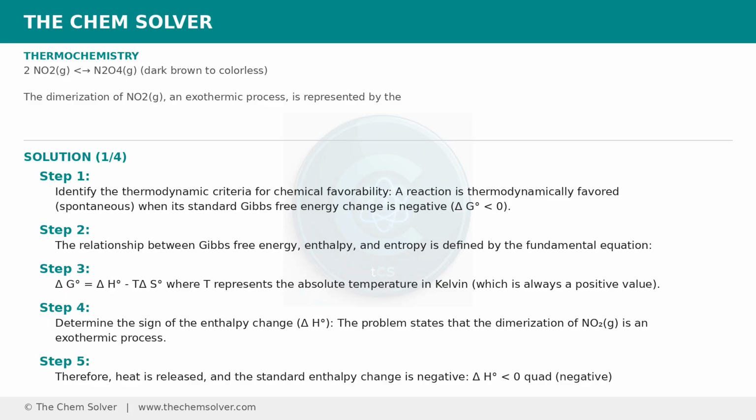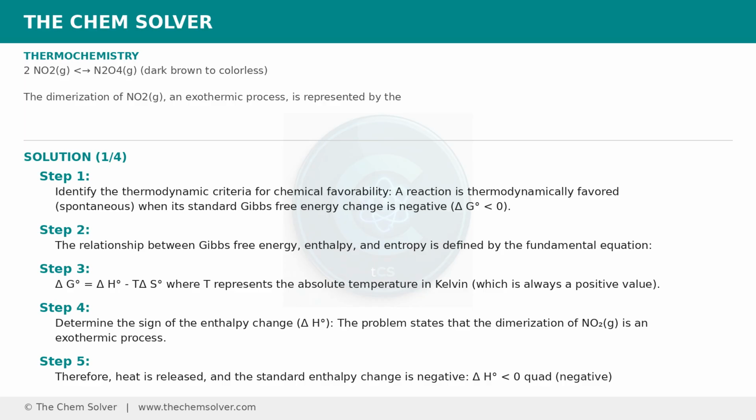Identify the thermodynamic criteria for chemical favorability. A reaction is thermodynamically favored, spontaneous, when its standard Gibbs free energy change is negative, ΔG° < 0. The relationship between Gibbs free energy, enthalpy, and entropy is defined by the fundamental equation: ΔG° = ΔH° − TΔS°, where T represents the absolute temperature in Kelvin, which is always a positive value.